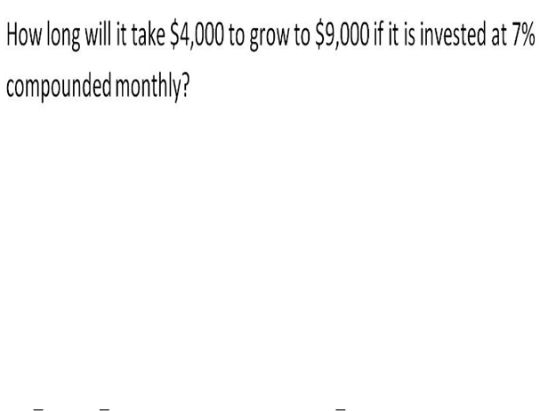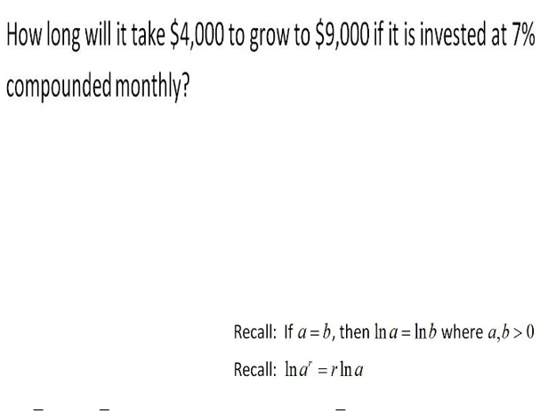Now for this first example, you're to find how long it will take $4,000 to grow to $9,000 if it is invested at 7% compounded monthly. To solve this, you also have to recall a couple of properties of logarithms. First, if a and b are values greater than 0, where a equals b, then the natural log of a is equal to the natural log of b. The second property is the power property for logarithms: if you have the natural log of a to the r, you can move the exponent to the front, and it'll be r times the natural log of a.